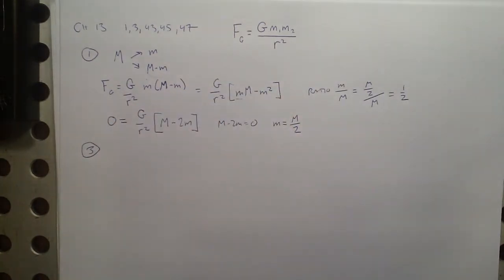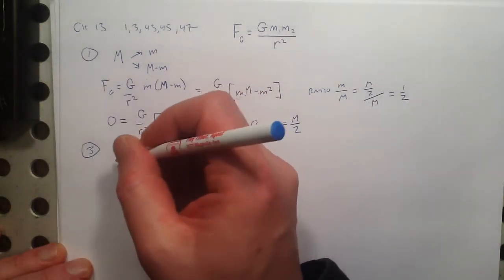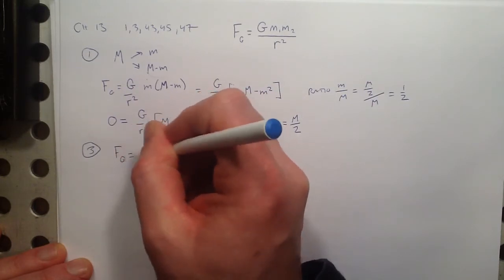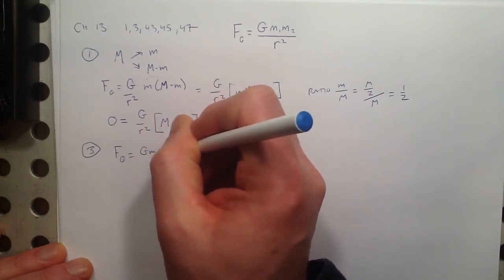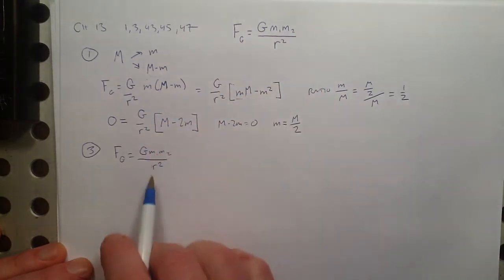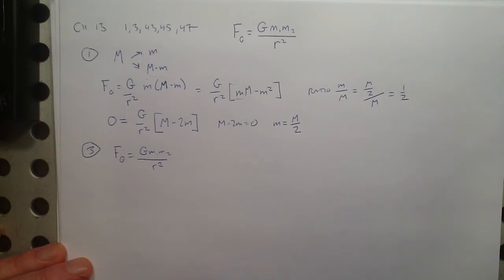Number 3. What must the separation be between a 5.2 kilogram particle, so again using Newton's universal law of gravitation, and here we're solving for separation. What would the separation have to be?